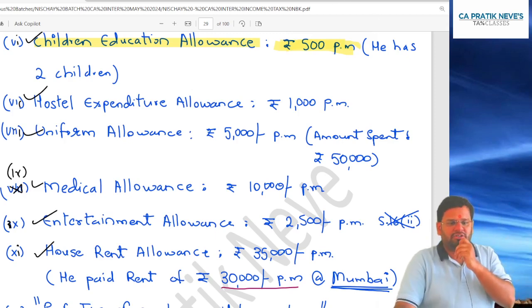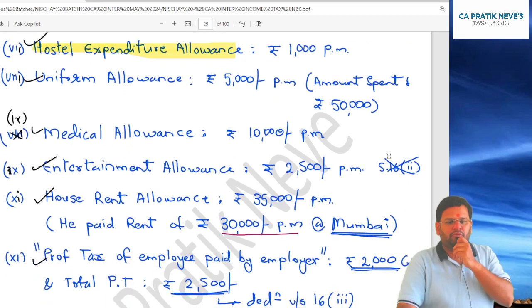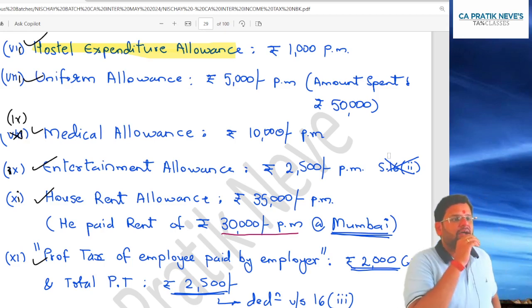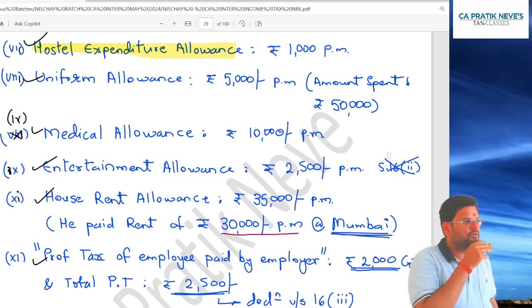Next, hostel expenditure allowance. All of you, hostel expenditure allowance. How much is given? 1,000 per month. All of you, 1,000 per month. Again, I will not tell you how many children. Given 2 children.